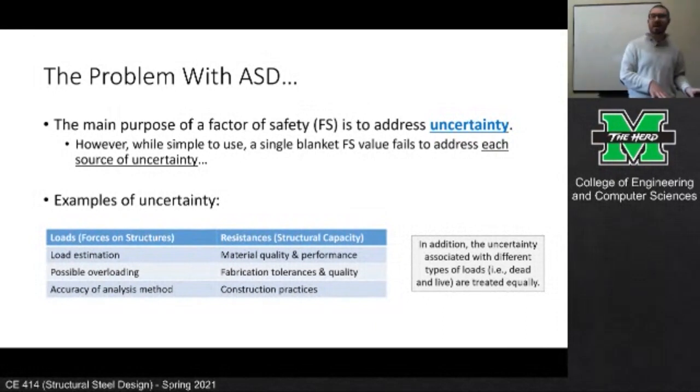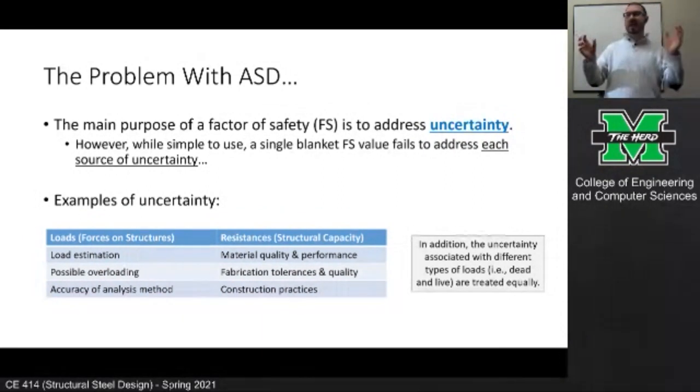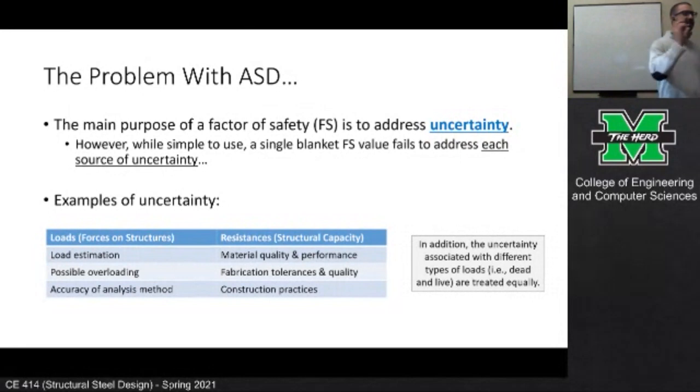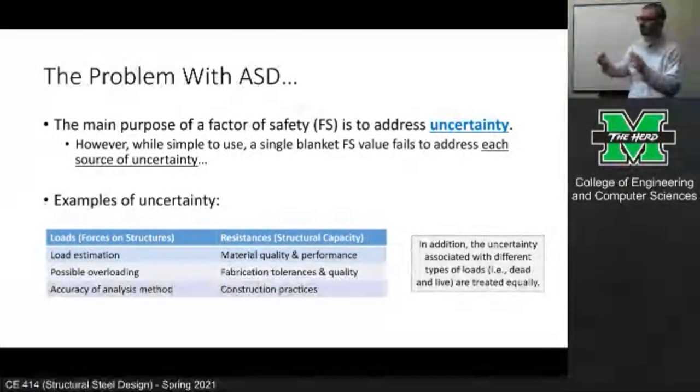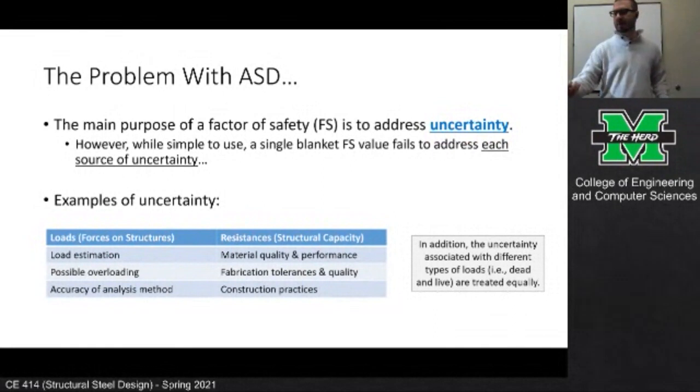On the other side, there is uncertainty associated with the loads. One desk might have 10 pounds of books on it. Another desk might have 50 pounds of books on it. Another desk might have 40 pounds of books on it. Another might have 20. So there's definitely going to be uncertainty associated with the loads side as well.